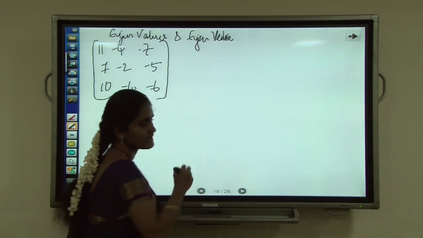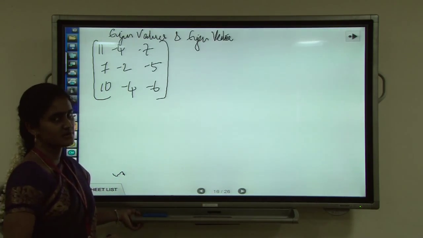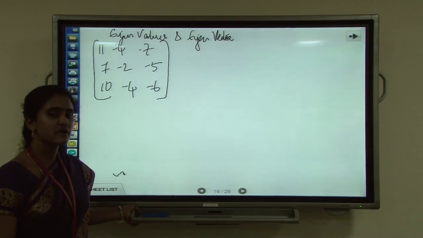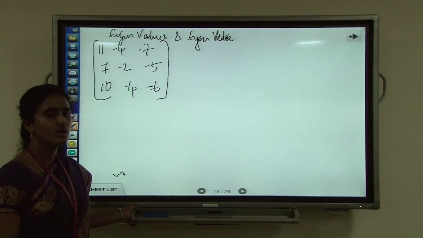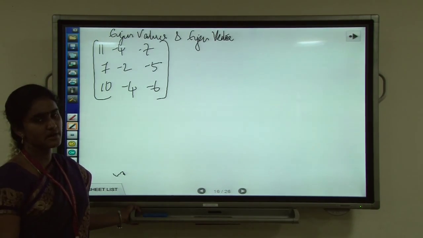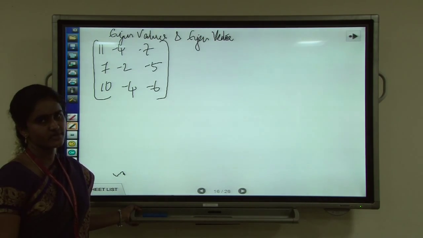Before I start the problem, I want to mention the symmetric and non-symmetric matrices which we discussed earlier. If A and A transpose are equal, we say the matrix is a symmetric matrix. If A is not equal to A transpose, then we say it is a non-symmetric matrix.